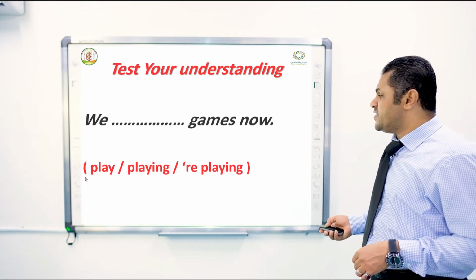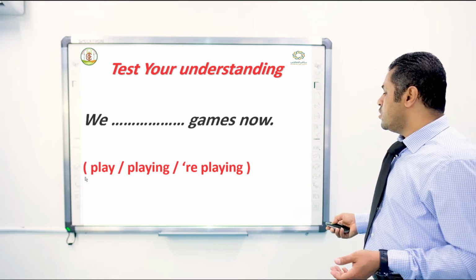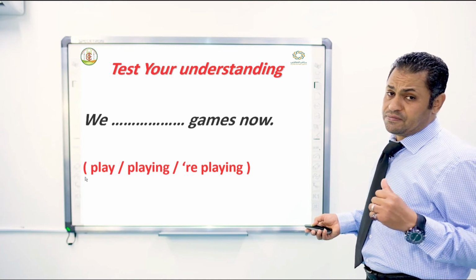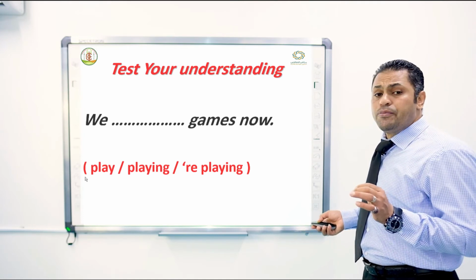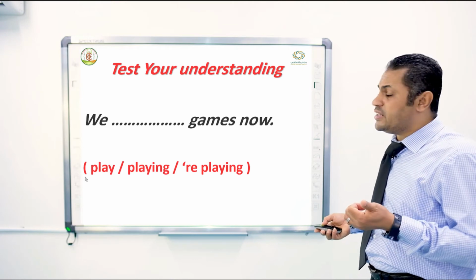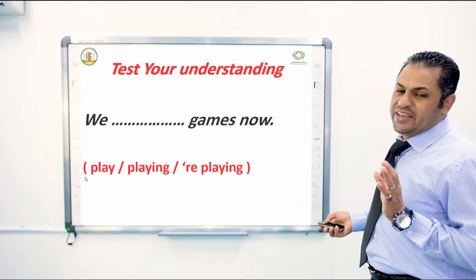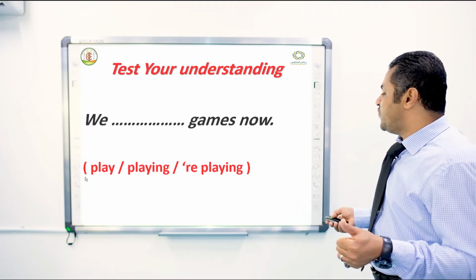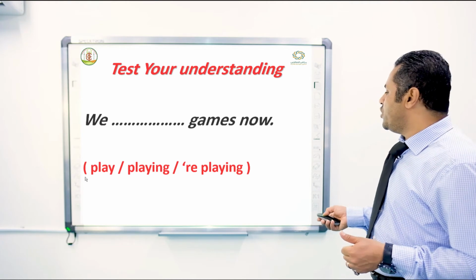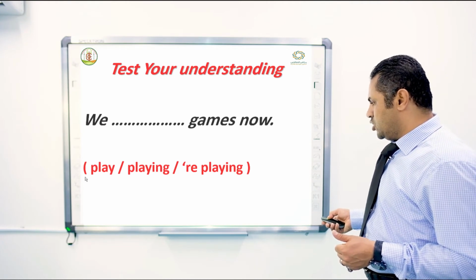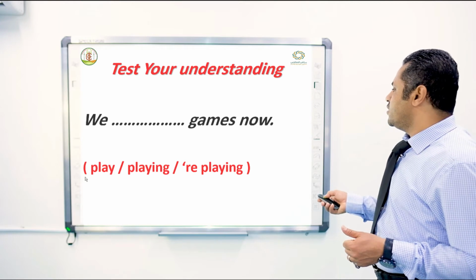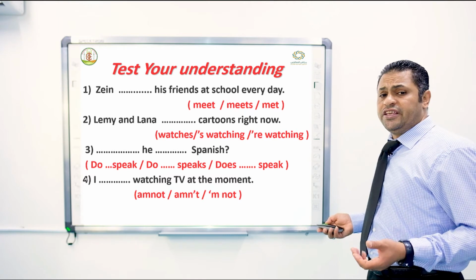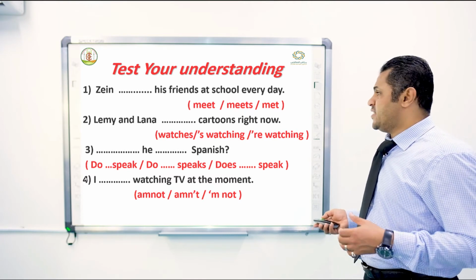We blank games now. The word now expresses that something is happening right now, at the moment. So, which form is right? Play, playing, are playing. Play is an infinitive related to the simple present. Playing is a verb with ing, but it isn't preceded by a verb to be, so it's wrong. It isn't a complete form. Here, the verb to be, are, goes with the plural we and the verb with ing. So that's right. We are playing. The last choice is right. We're playing games now. Now, revise your understanding using these examples.